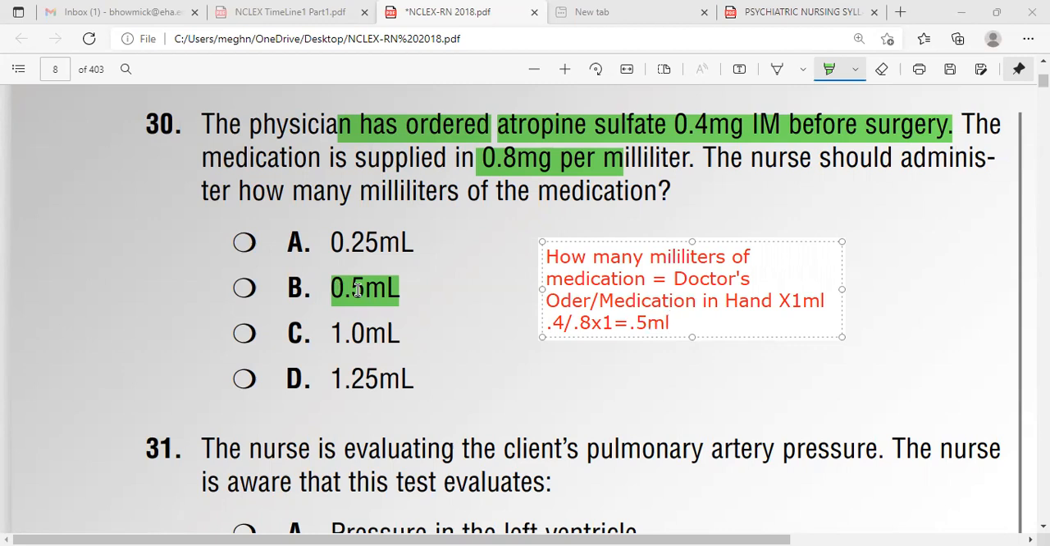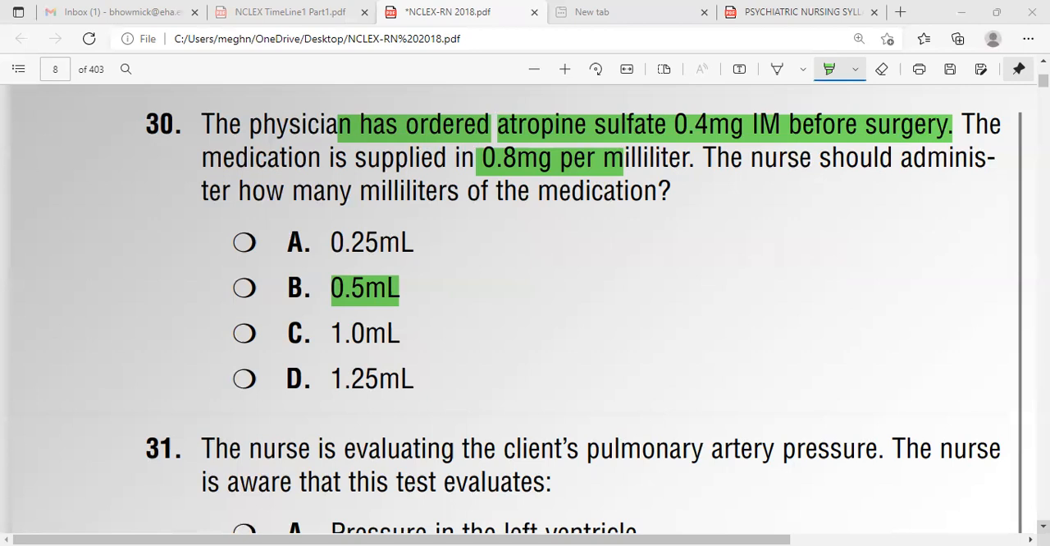So if the doctor ordered 0.4 milligram intramuscular and the drug is available in 0.8 milligram in 1 ml, the nurse should make the calculation by using this formula. So the answer is 0.5 ml. So A, C, and D are incorrect.